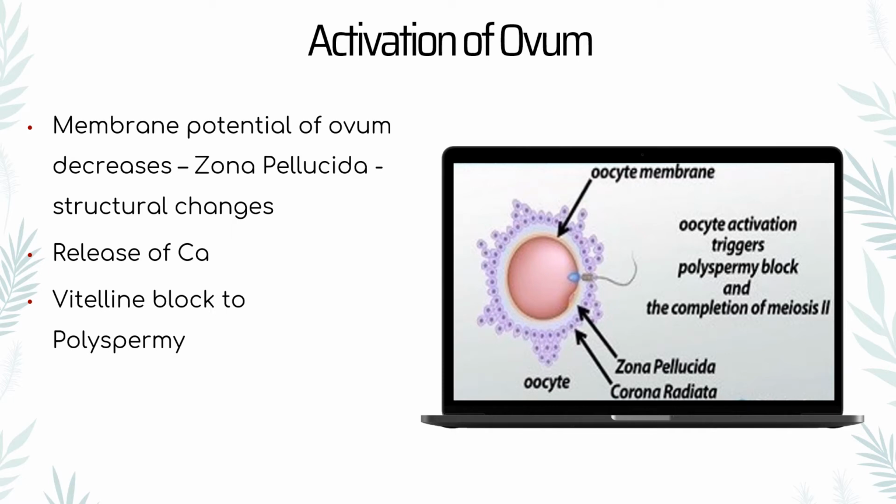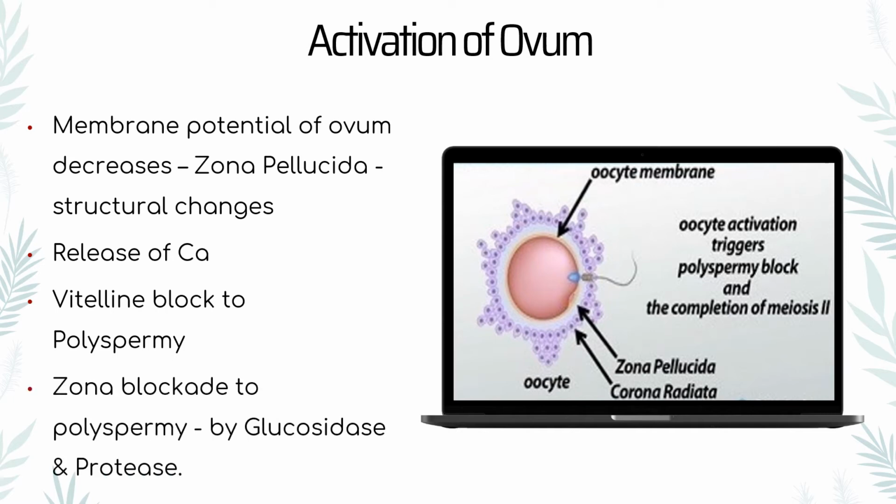Vitelline block to polyspermy. The spread of cortical granules along the perivitelline membrane prevents the further entry of the sperm into the ovum. So this is called the vitelline block to polyspermy. So it will not entertain many sperms to enter into a single ovum. So the proteins in the cortical granules in the perivitelline membrane play a major role.